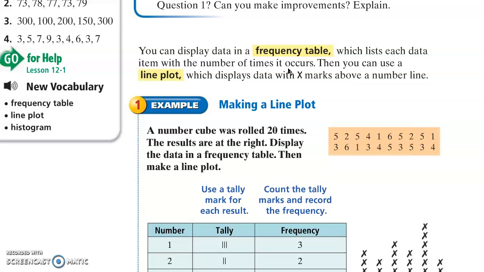Or sometimes something occurs seldom. How often do you read this math textbook just for fun? Probably not that frequently. So frequency has to do with how often something occurs. And we can take that data and put it into a table, or make what's called a line plot.